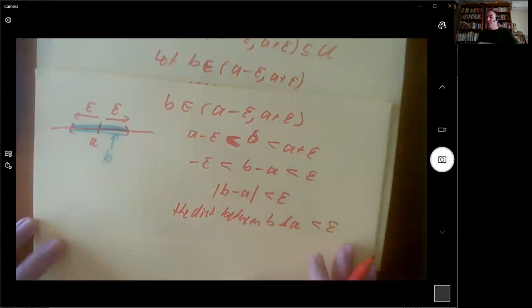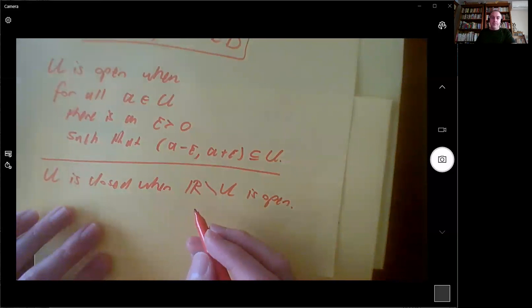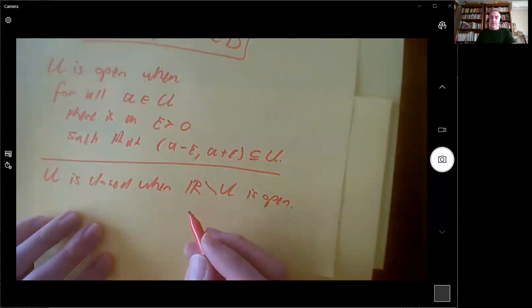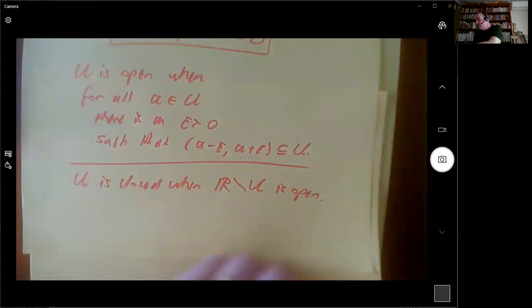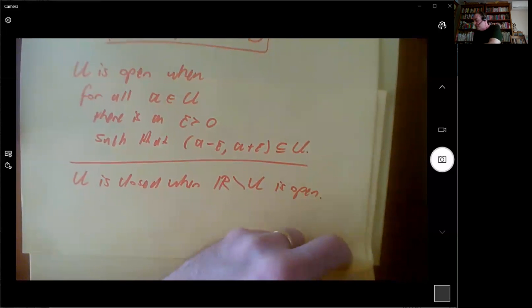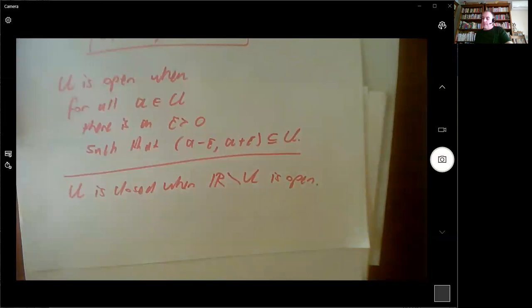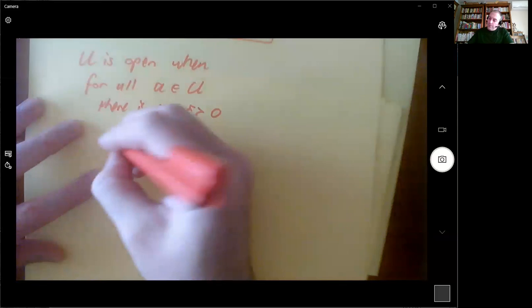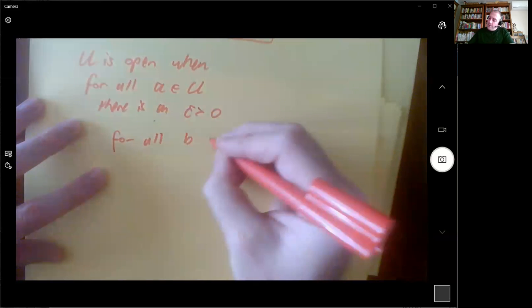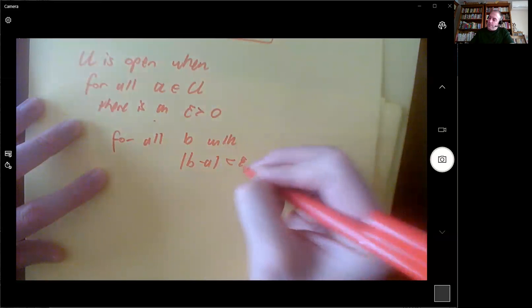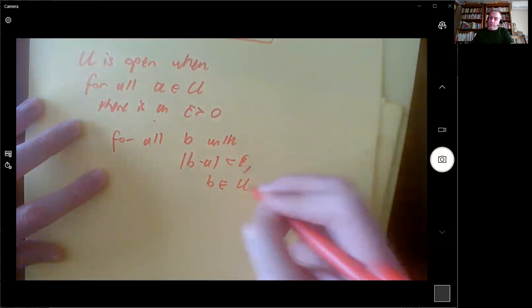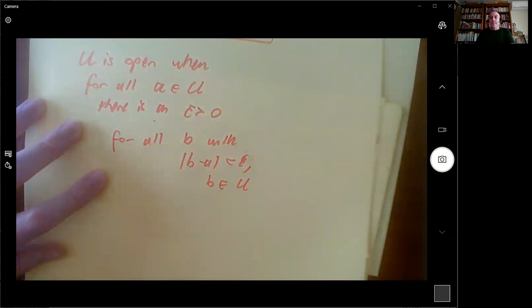So an alternative way of writing the definition would be to say, there is an epsilon such that, for all B with the distance between B and A less than epsilon, B is in U. So that's an alternative way of writing the definition.